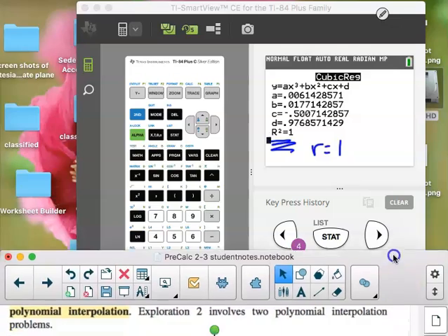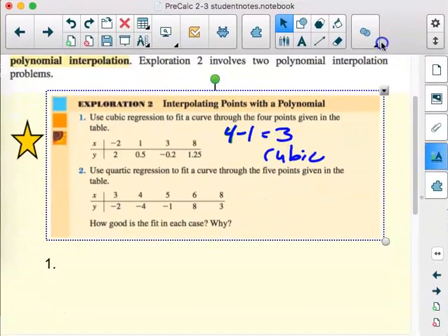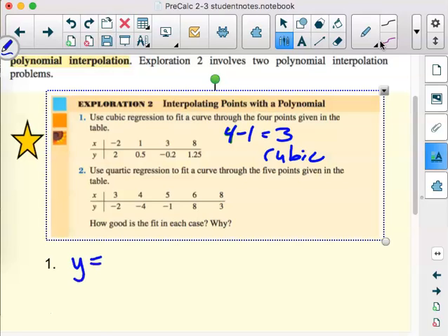So we'll go ahead and write that down to 3 decimal places. And for number 1, it said fit a curve. It didn't say anything about functions, so again we could just go with y.